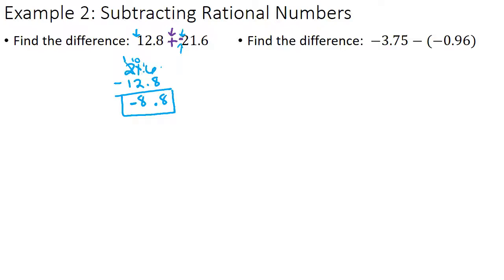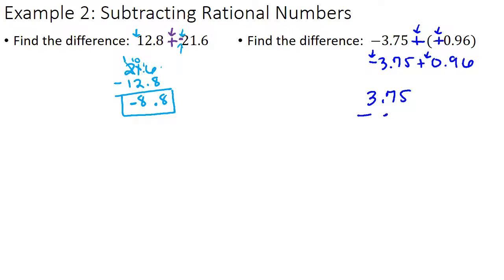As I look at this next problem right here, I see that I am minusing a negative number. Well, we're going to turn this into a plus sign. So when I'm plussing, I have to add the opposite. So that means I have to add a positive 0.96. So now I have negative 3.75 plus 0.96. Since I'm adding a negative and a positive number, that means I'm just going to treat it like regular subtraction. I'm going to take the bigger number minus the smaller number.